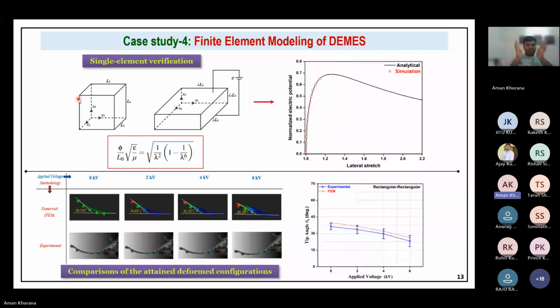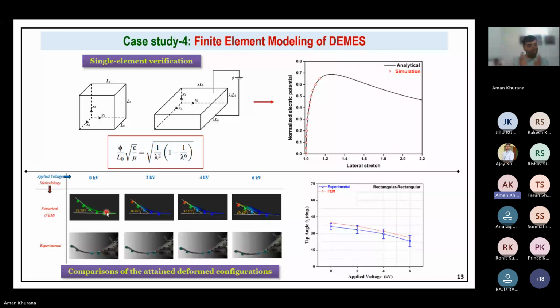Okay, so we match this. For example, if we consider a single element and we apply the voltage, we match with the experiment and the analytical expression, and it gives quite a good match up to a particular stretch level. Then we implement this developed element for the finite element simulation. So you see that we again obtained a good match between the finite element simulation and the experimental part.